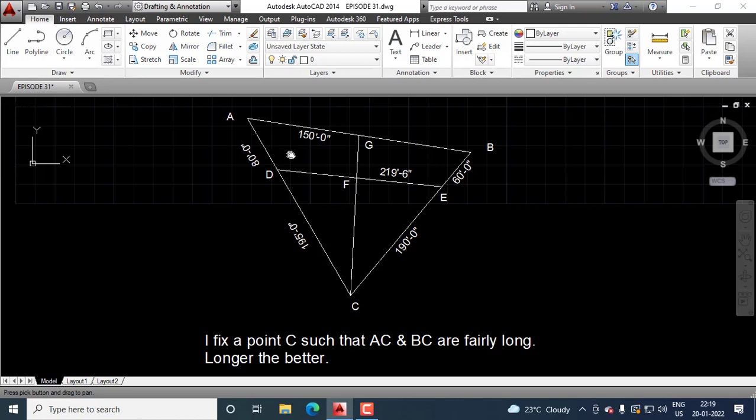So in this triangle CAG, we know angle CAG, we know side CA, and we know side AG. That means we know these two sides and the included angle CAG. So by applying cosine rule, we can calculate CG.